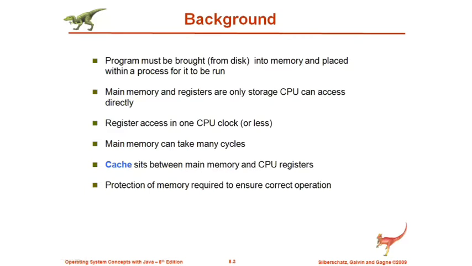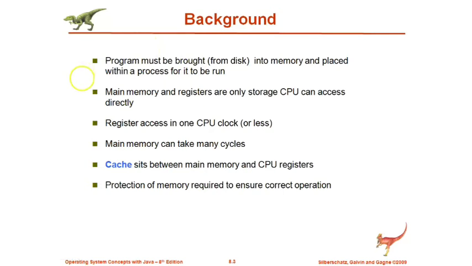So already you are aware that whenever a program is created, a separate file will be created for that. That file will be stored in the disk, and whenever you want to execute a program, that program first must be brought into the memory and then it can be executed. So the main memory and the registers are the only storage that the CPU can access directly, meaning the CPU cannot directly access the disk storage device. So the CPU can access only the main memory and registers.